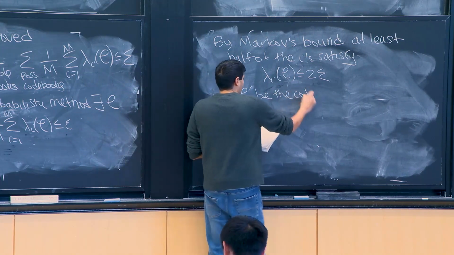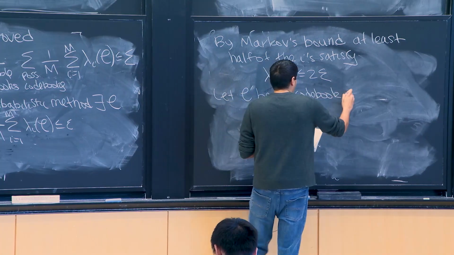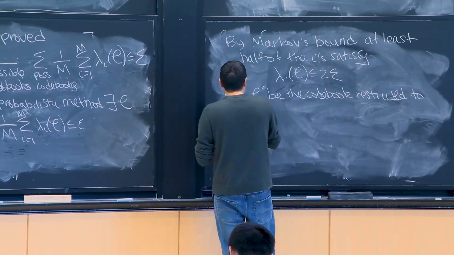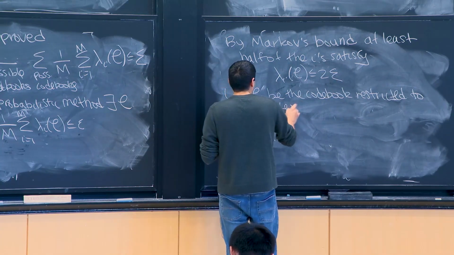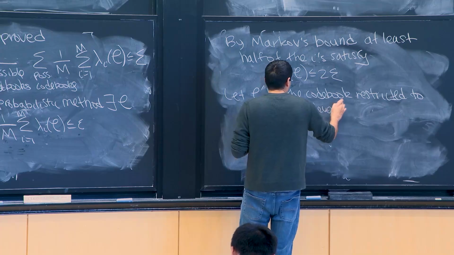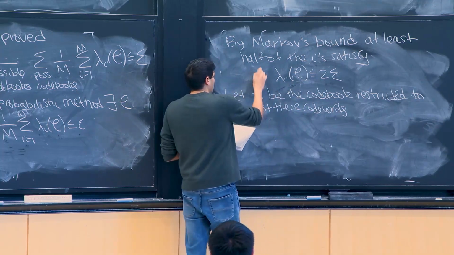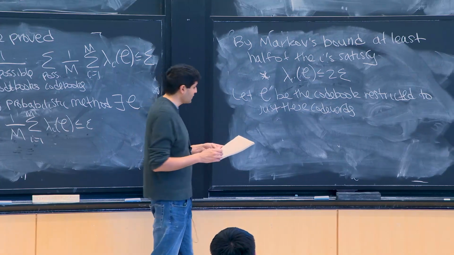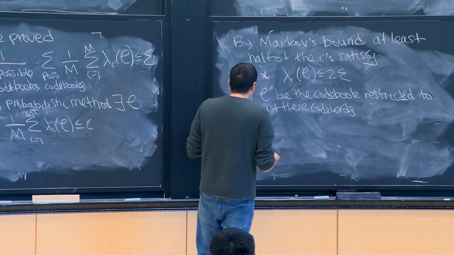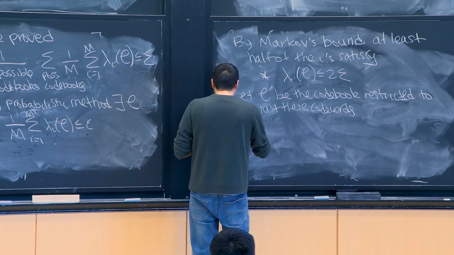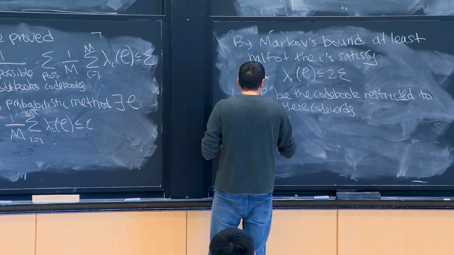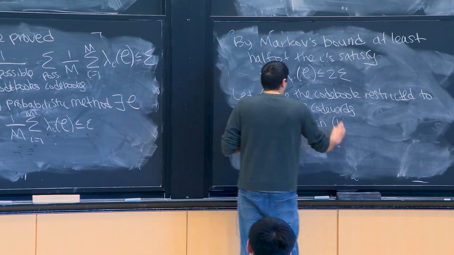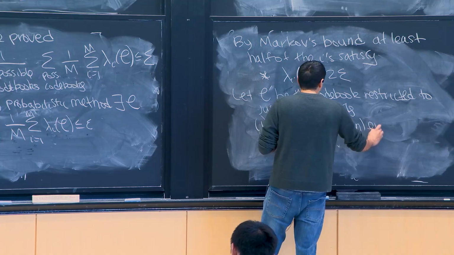And so now we can let C prime, our eventual codebook, be the codebook restricted to just these messages, just these code words. The ones that satisfy this condition right here, that their lambda i for that particular choice of the codebook is at most 2 epsilon. So what does this mean? Just putting this back into English, it means that this new codebook, C prime, is itself an RNN encoding.